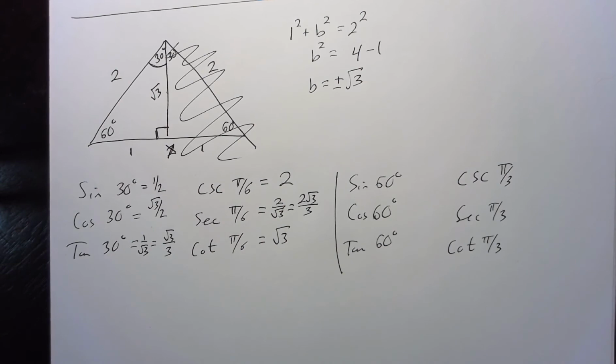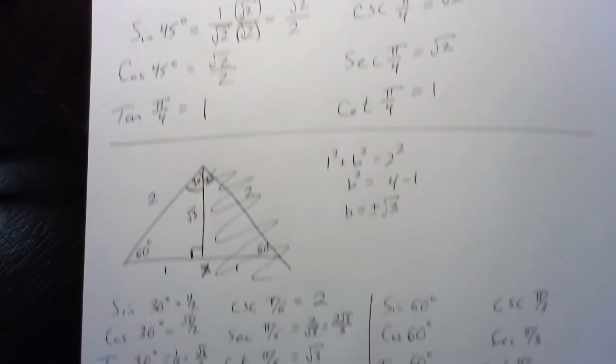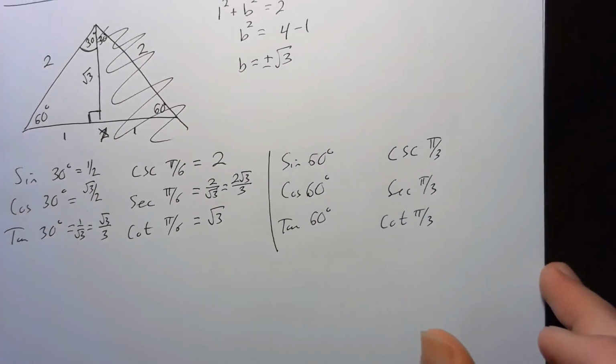Now, what we're going to do is make sure that we understand that these values all have correspondence with each other. There's a comparison with them where we can memorize a certain small set of them and then know how they compare to other values so that we don't have to memorize 6, 12, 18 different values.